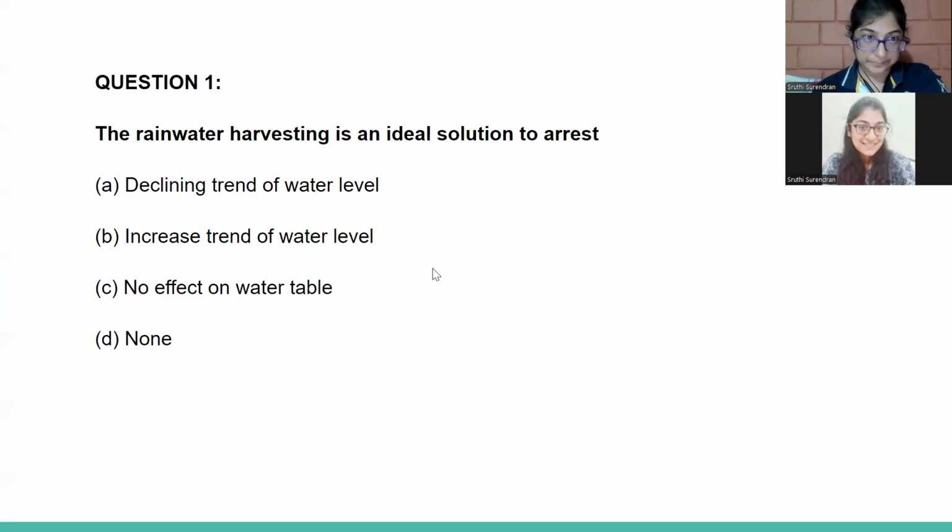First question is, the rainwater harvesting is an ideal solution to arrest which of the following? Declining trend of water level, increased trend of water level, it has no effect on water table, or none of them. You can post your answers in the chat box.